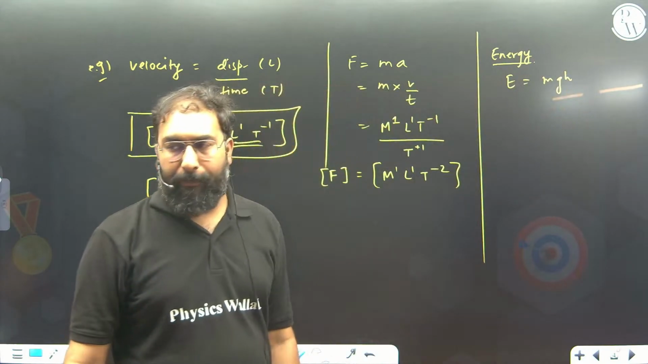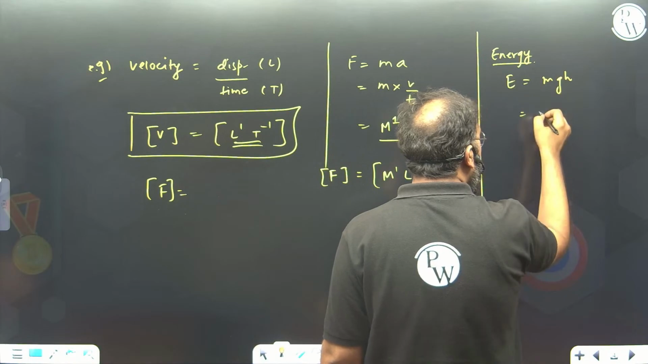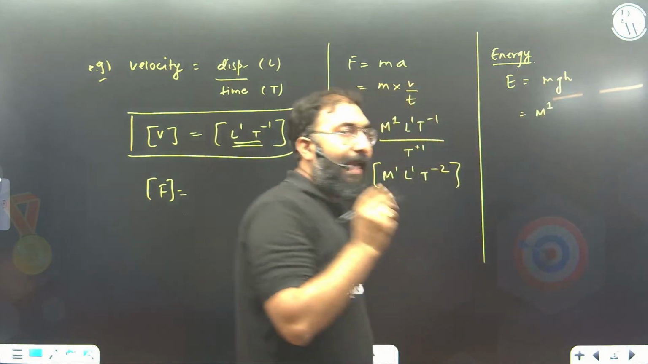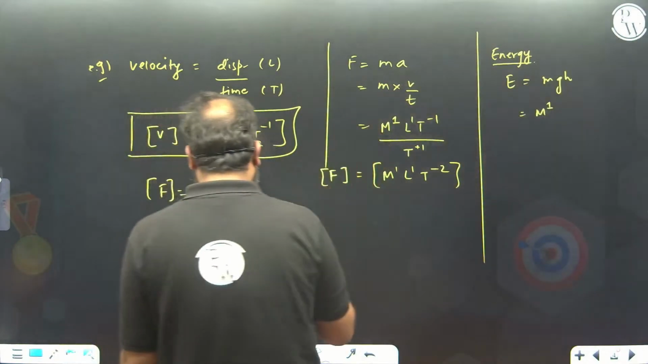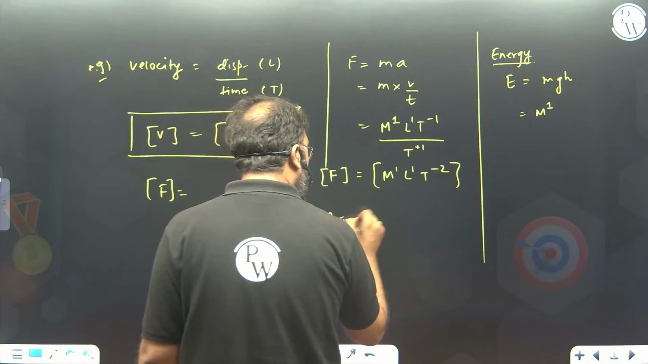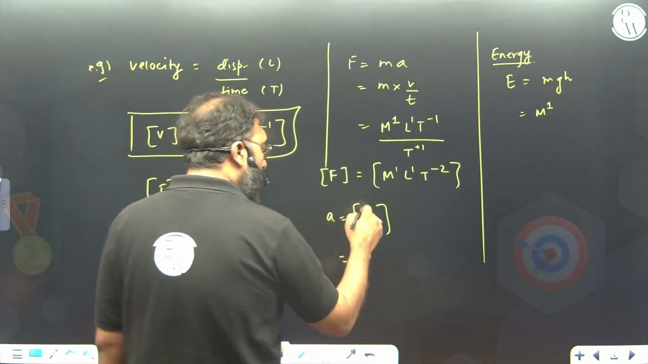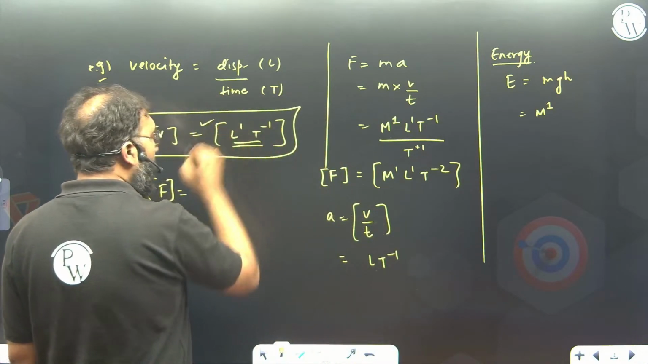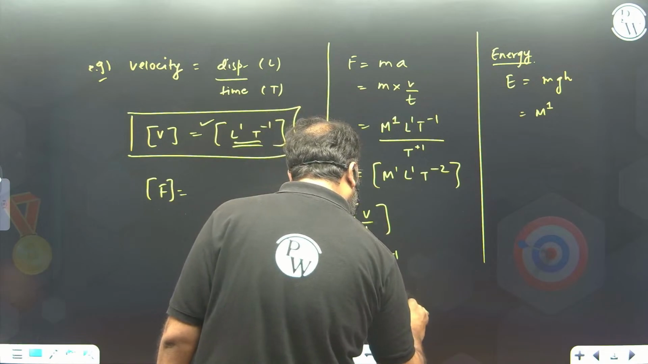So I'll get the dimension of energy. Again, the dimension of mass is M raised to 1. Then g here represents the acceleration, and the dimension of acceleration is what? Acceleration is v by t, change in velocity upon time. The dimension of velocity is LT^-1, divided by T. So this becomes LT^-2.